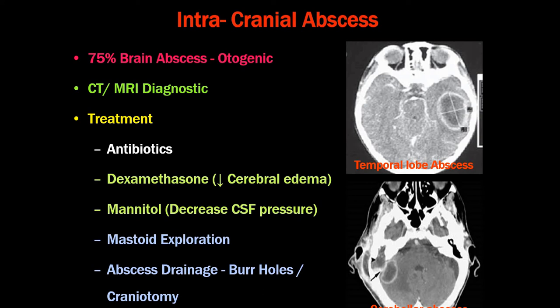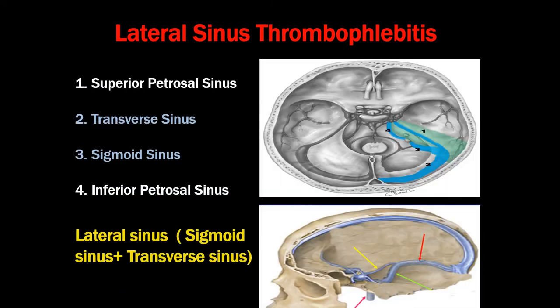Of intracranial abscesses, 75% of brain abscesses are due to otogenic origin. CT and MRI are diagnostic, and treatment is by antibiotics, dexamethasone, which decreases the cerebral edema, and mannitol to decrease the CSF pressure. The patient has to undergo mastoid exploration for primary treatment, and abscess drainage by burr hole or craniotomy can be performed. One of the important intracranial complications of CSOM is lateral sinus thrombophlebitis. We'll discuss this in detail.